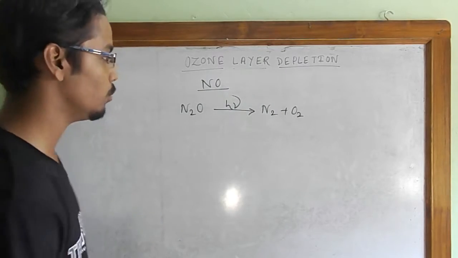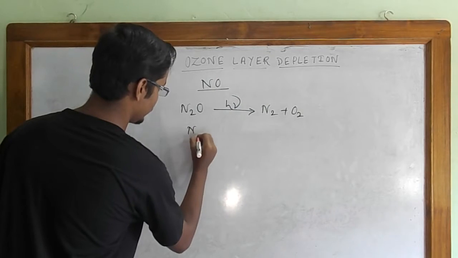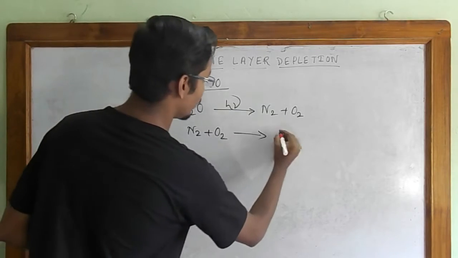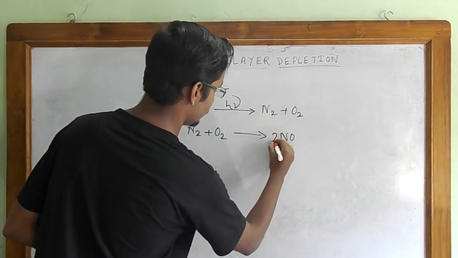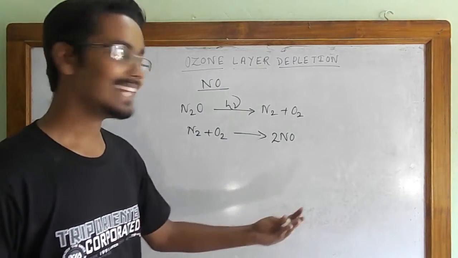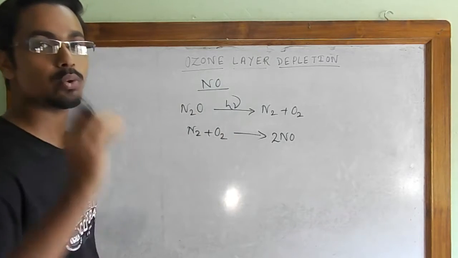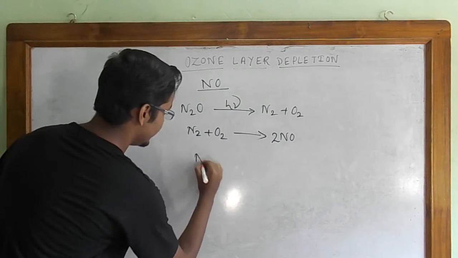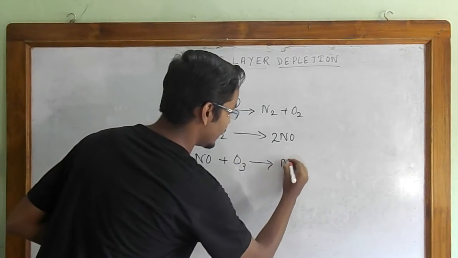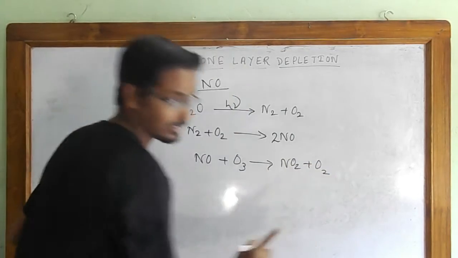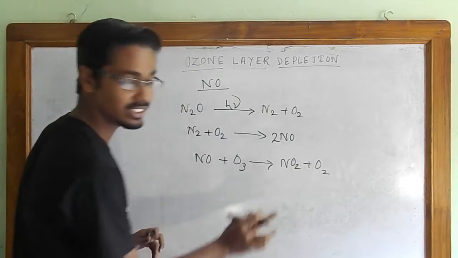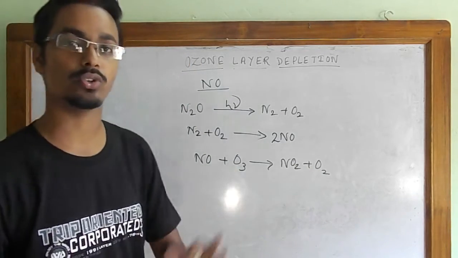Now, the nitrogen present here will react with oxygen present in the stratosphere and form NO. This nitric oxide is formed. The next step is that this NO will react with the ozone, resulting in the formation of nitrogen dioxide and oxygen. Thus, this ozone is reduced to form oxygen. As a result, the depletion of this ozone layer takes place.